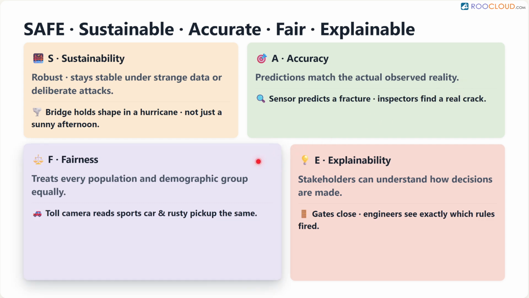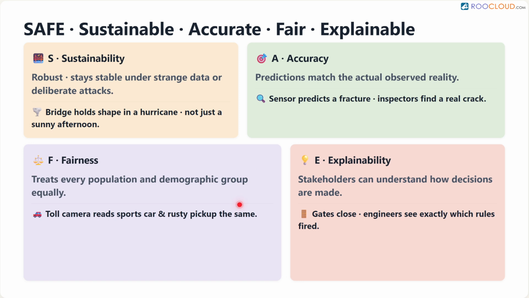The F stands for fairness. This requires the technology to treat all diverse populations and demographic groups equally. Returning to our bridge analogy, a fair automated toll system would accurately read license plates for both expensive sports cars and old rusted pickup trucks without any performance bias.